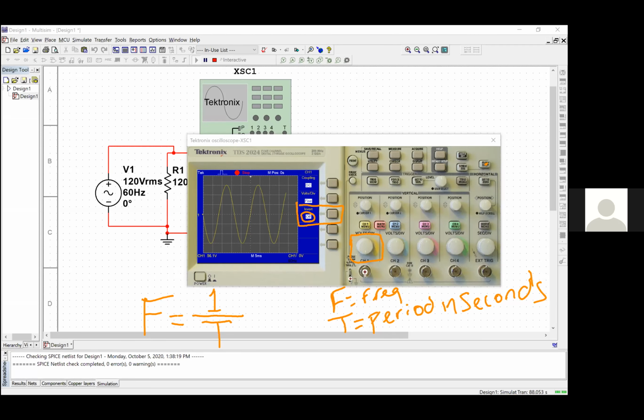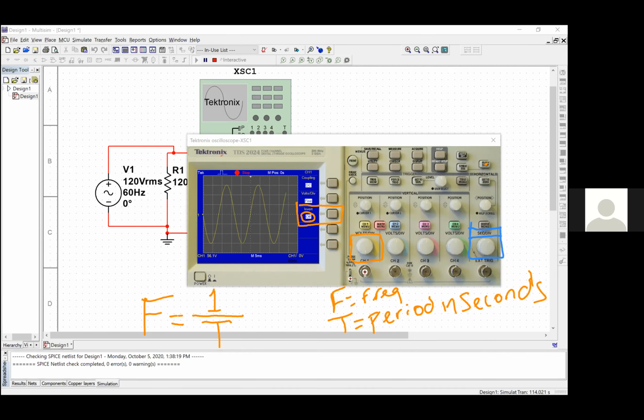Please notice right here that we have even another knob, which is called seconds division. That is the knob that is going to change the timing, which means it's going to allow you to measure different frequencies on the oscilloscope.